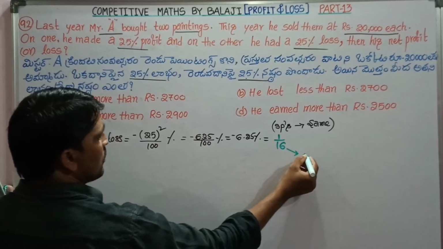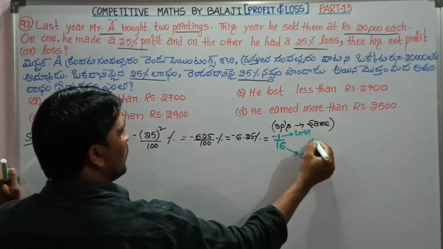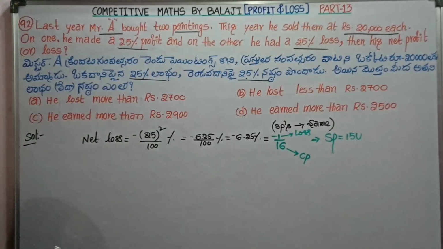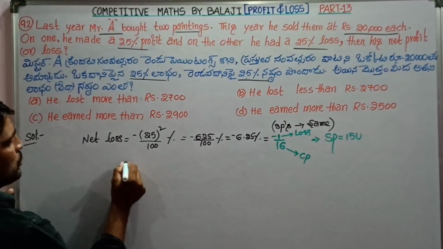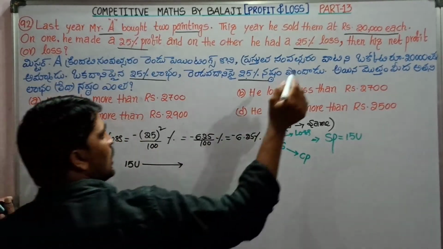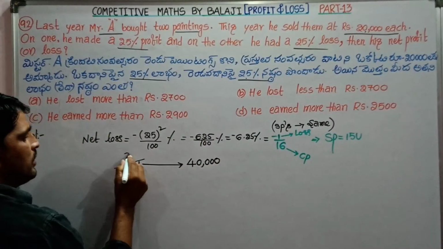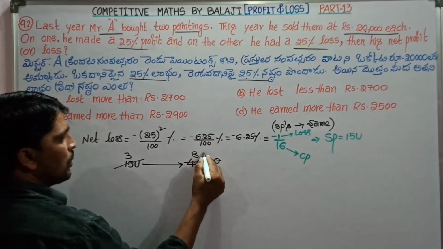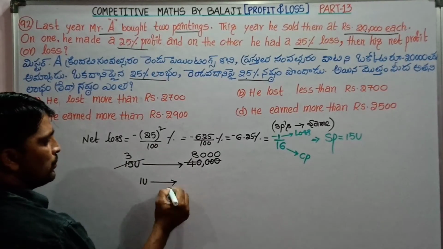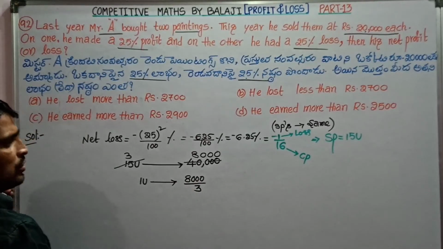If 16 is cost price of both the paintings, then loss is 1 unit. In this case, selling price of both the articles is 15 units. 16 minus 1, 15 units. And according to the question, 15 units is selling price of both the paintings, and their selling price is 20 plus 20, 40,000. 5 threes are 15, 5 eights are 40, remaining 3 zeros. 3 units is 8,000, then 1 unit is equal to 8,000 by 3.